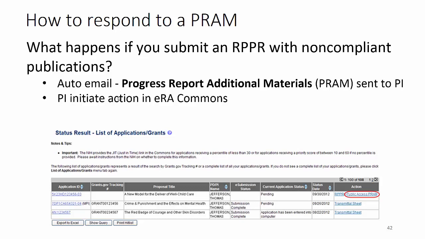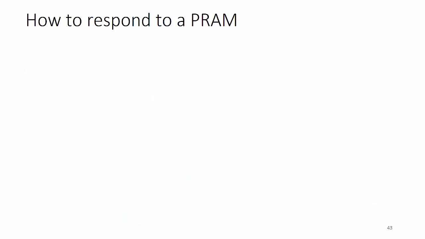Now, the interesting thing, it's just like eRA Commons, or just like the NIH, I should say, to put the module right in with the grant application. So if you were logging in as the PI, you could see here the hyperlinks on the right of your options or your actions to take for this particular grant. So you can see RPPR, sometimes you might see JIT for just in time. And in this particular case, when the PI logs in, because he received that PRAM, he can click on the public access PRAM. And that is how he's going to respond.